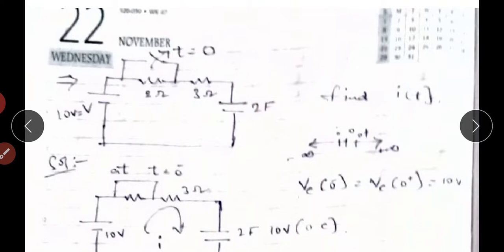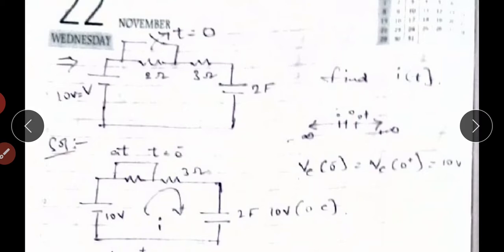So this is an RC circuit. Here the initial conditions: Vc(0-) equals Vc(0+) equals Vc(0). So first, the circuit at t equals 0-. At t equals 0-, the switch position is closed. Why? Because the switch is opened at t equals 0. So before t equals 0, the switch position is closed.